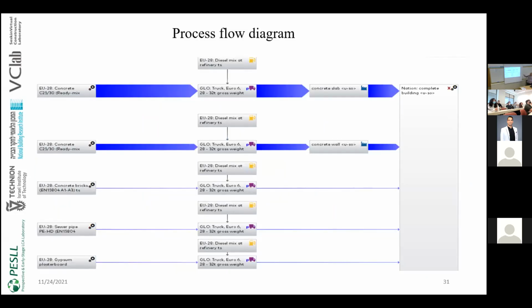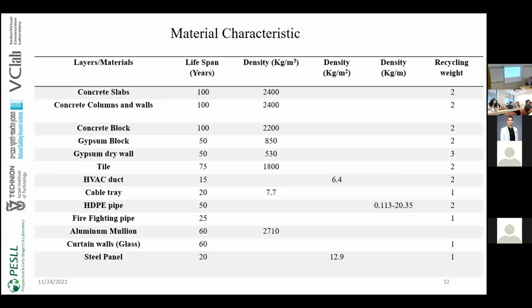So this is the process flow diagram from GaBi software for each construction element. What is the material input, how it is transported to the construction site, the distance for the transportation, and the type of fuels used for the different transportation. This also shows some of the material characteristics for the materials used in the project, like the lifespan, the density, and the recycling weight.